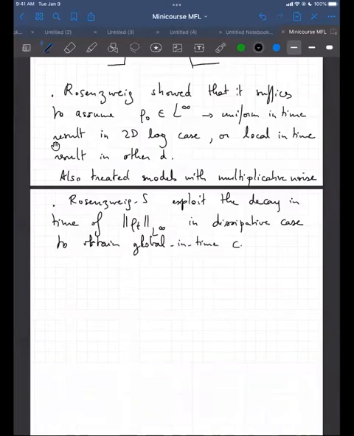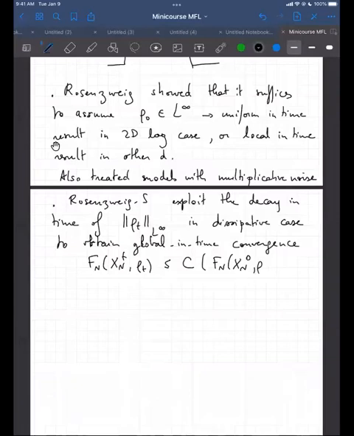Actually, we do it mostly when we also have noise, because the noise helps the decay in time. But the idea is that as soon as you have good decay in time, you can obtain global in time convergence of the form F_n(X_n(t), rho_t) is going to be less than C F_n(X_n(0), rho_0), without the exponential in time factor, plus something small.